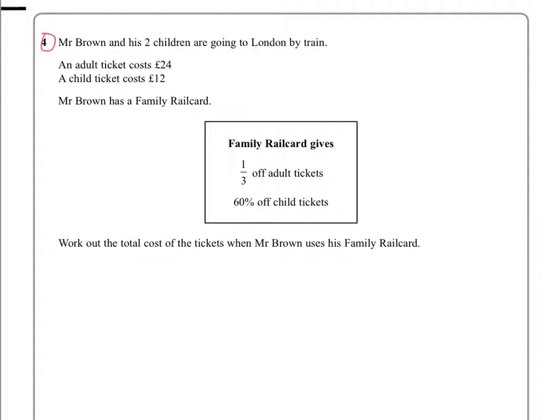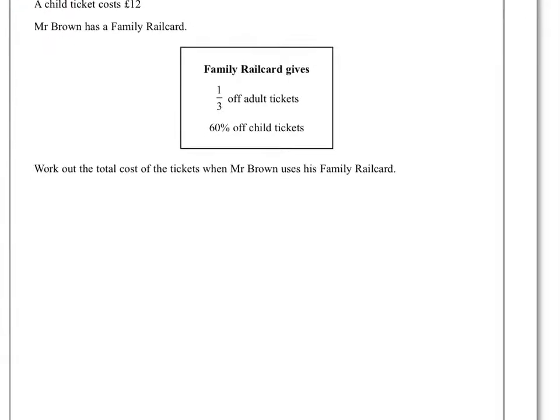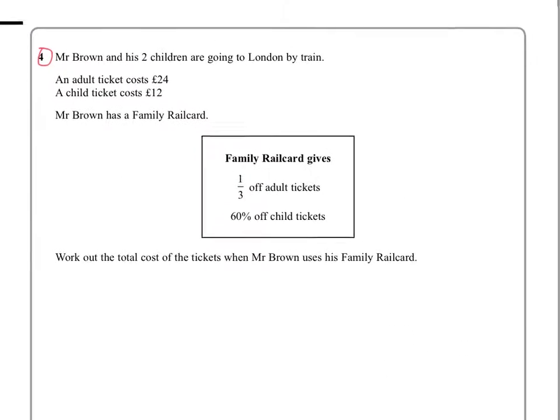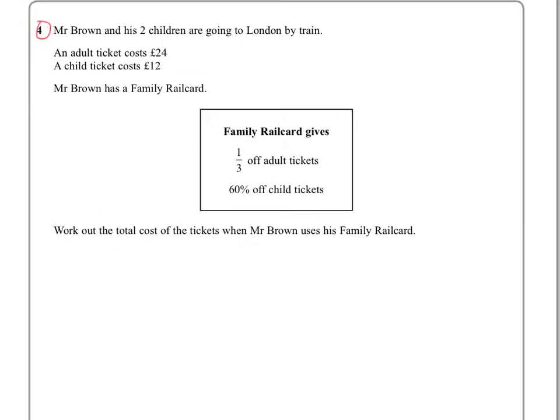Okay, now we've got to read this question very carefully. A lot of people got some marks here. If we look at the bottom, there's 4 marks worth, but we've got to be very careful not to miss anything. So there are 2 children and Mr. Brown going to London. An adult ticket costs £24, a child ticket costs £12, and the family rail card gives us a third off adult tickets and 60% off child tickets.